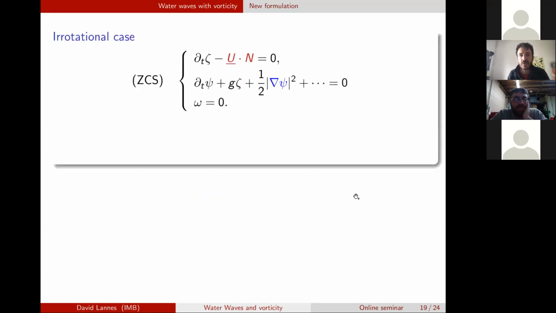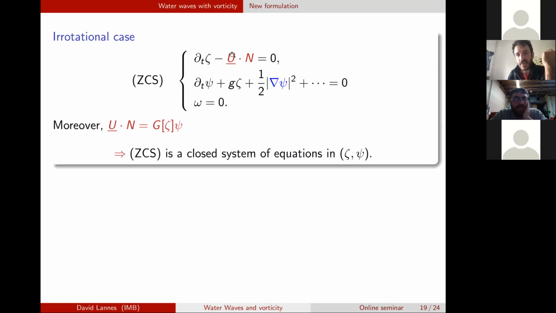Okay, and so we have obtained a generalization of the Zakharov-Craig-Sulem equations. So this generalization is the following one. The Zakharov-Craig-Sulem equation was dt zeta minus Un equal to 0, and then this equation for psi, which was the trace of the velocity potential at the surface, and omega was equal to 0. And we had seen that q dot n could be expressed in terms of the Dirichlet-Neumann operator. And so this set of equations was a closed system of equations in zeta and psi.